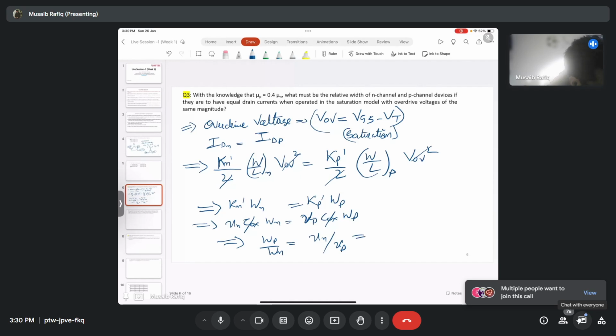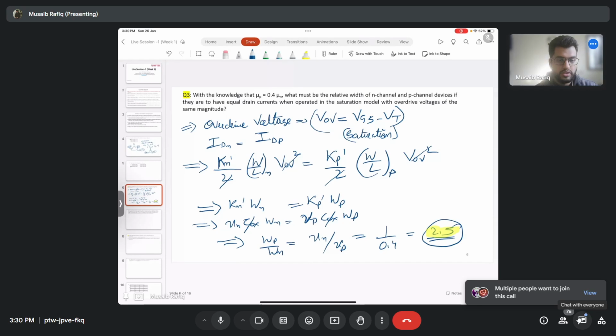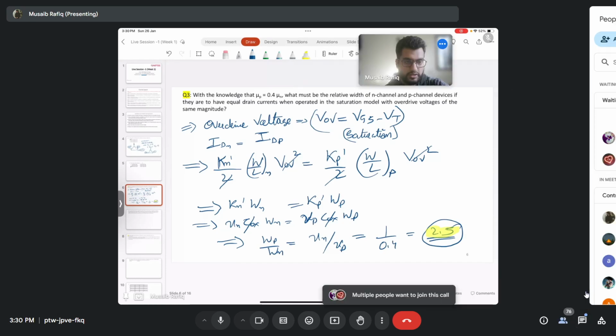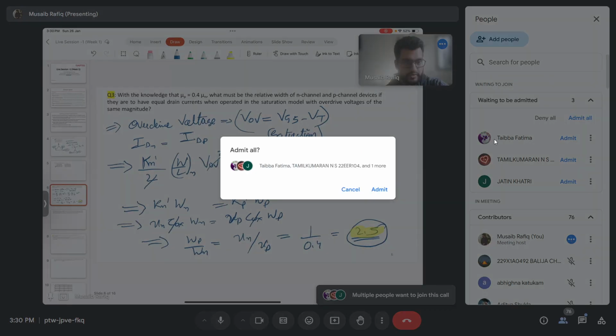Mu p is equal to 0.4 times mu n, so it's 1 by 0.4 and it is equal to 2.5, as most of you have done it rightly. So the correct answer to this question was 2.5.